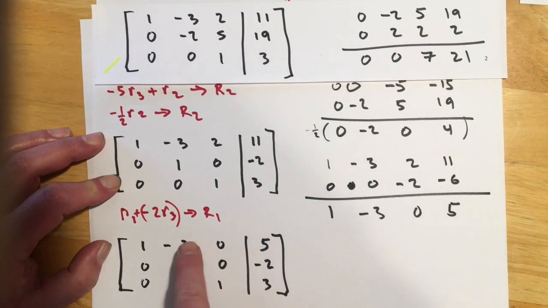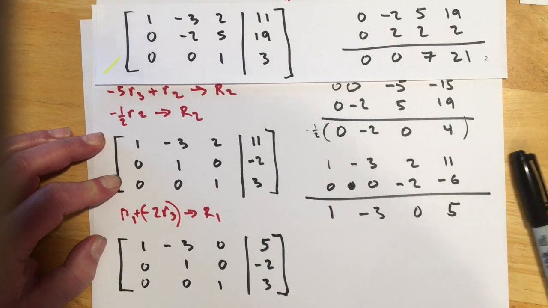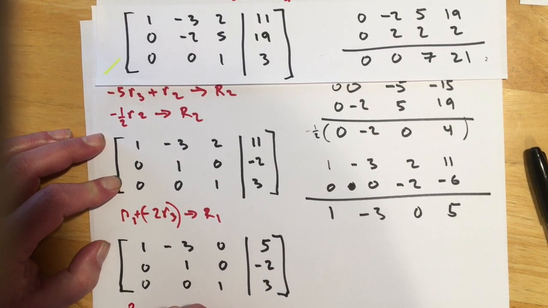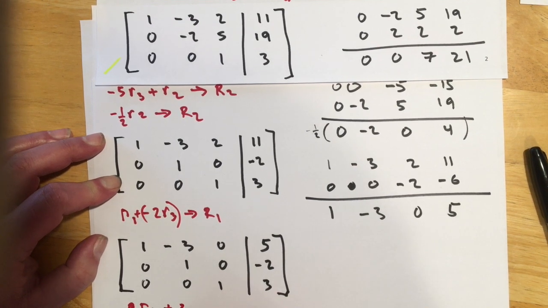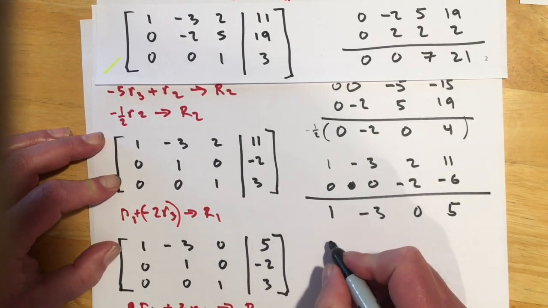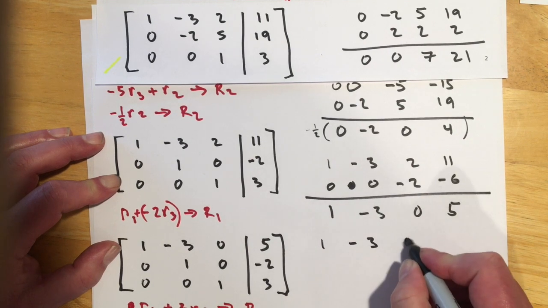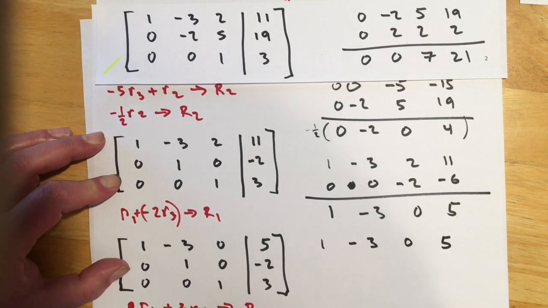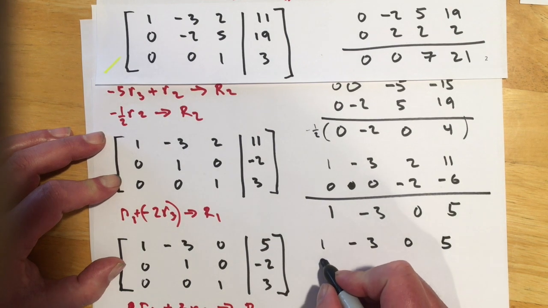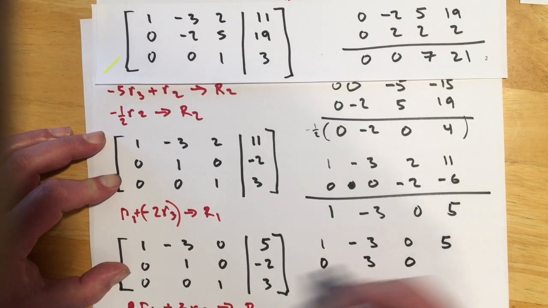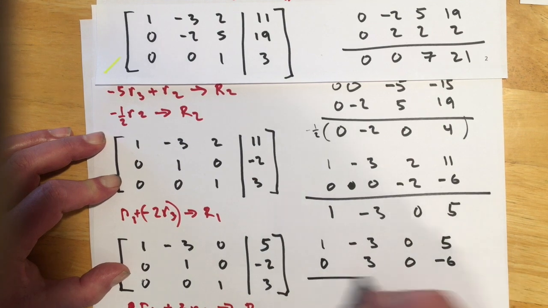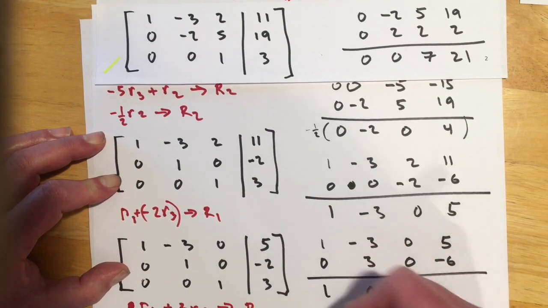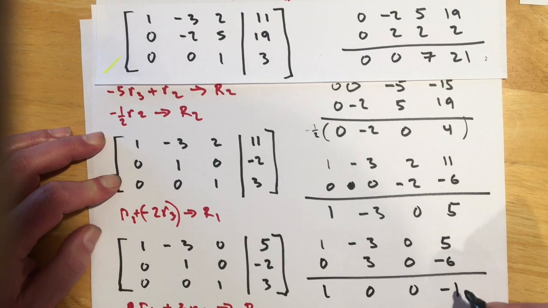So now I have that 0, so now I need to make this 0. So we'll go row 1, and then plus 3 row 2. And that's going to make my new row 1. And then this times 3, so 0, 3, 0, 3 times 2, -6, 1, 0, 0, and -1.